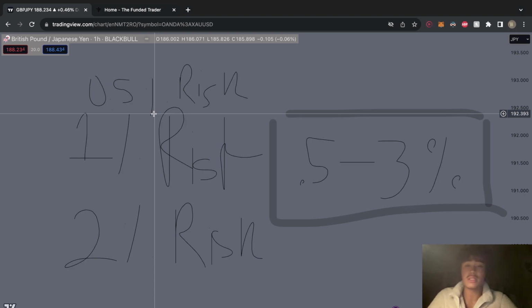Why? Because let's say your average risk reward is a 1 to 2, is a 1 to 3. Your percentage gain on an account per trade is abnormal. Do you know how much a 6% gain on a $100,000 account is? That's $6,000, buddy.